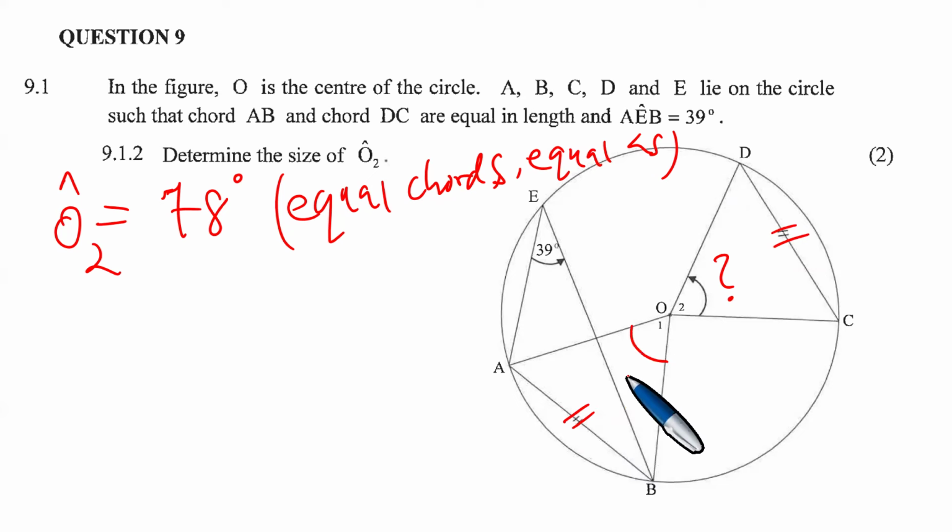Because we found first that this angle was 78 degrees. Now, because this chord equals that chord, we're able to realize that this angle here is also 78 degrees. Because this angle O1 is subtended by a chord that is the same length as this. So equal chords subtend equal angles. So the angle O2, which the examiner wants us to determine the size of, O2 is this one. It is 78 degrees. Okay, we continue.